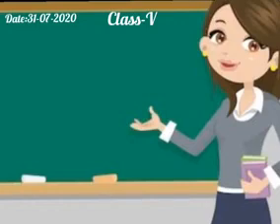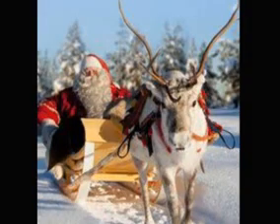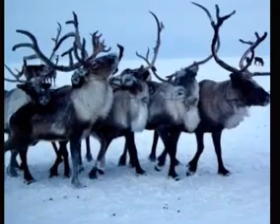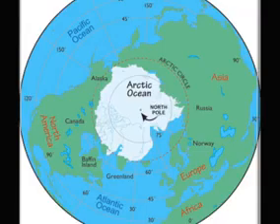Class, you must have heard that on Christmas, Santa comes to give gifts riding on his sleigh. But do you know which animal helps him to ride his sleigh? Correct. This one. This is reindeer. Alright, and where is this animal found? Okay, this animal is found in the Arctic region which lies in the northern frigid zone.